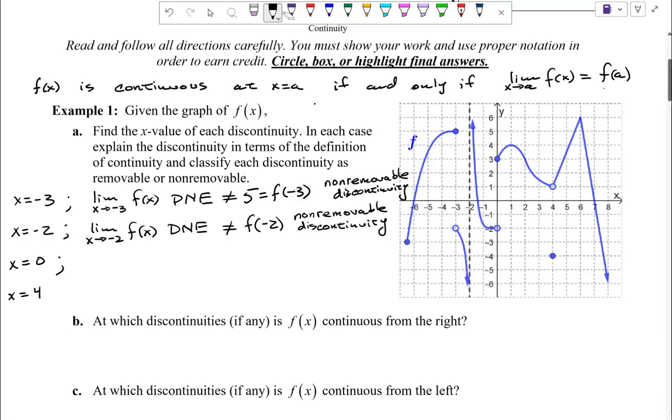At x equals 0, again, the limit as x approaches 0 of f of x does not exist. When we approach 0 from the right, we get 3. When we approach 0 from the left, we're getting -2, and those are not equal to each other, so the two-sided limit does not exist. That cannot equal 3, which is f of 0. So again, this is a non-removable discontinuity.